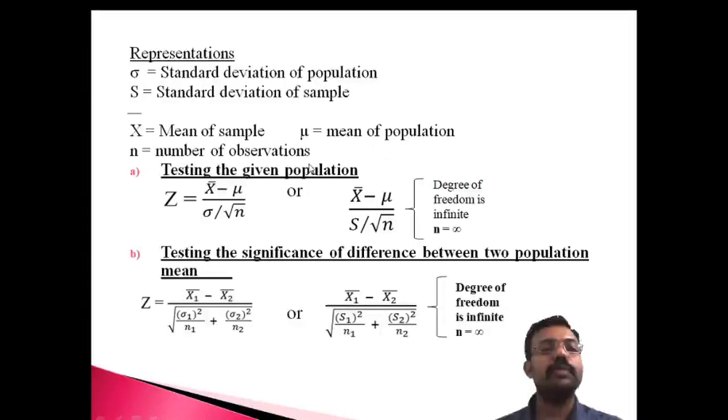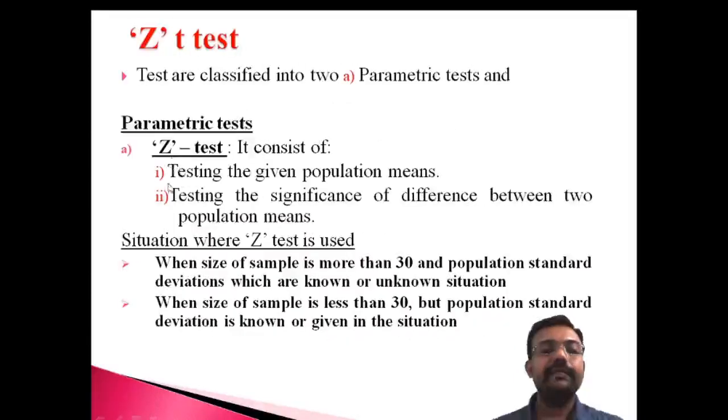N is the number of observations. This representation will help with the numerical problems. Okay, and the first situation is a test given the population mean.